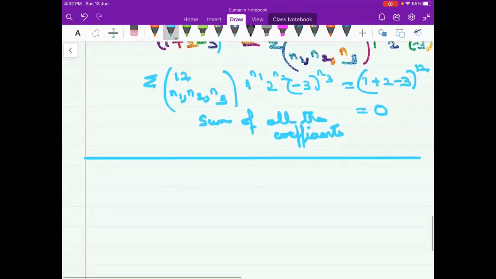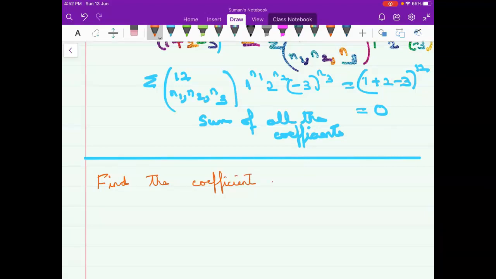Now coming to the next question. Find the coefficient of x raised to 12 in the expansion of x cubed into 1 minus 2x raised to 10.